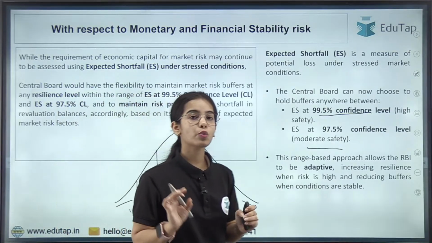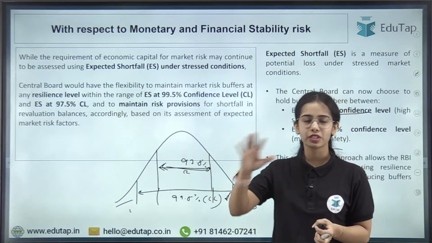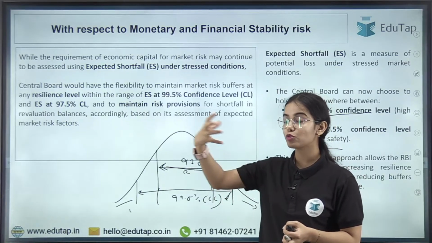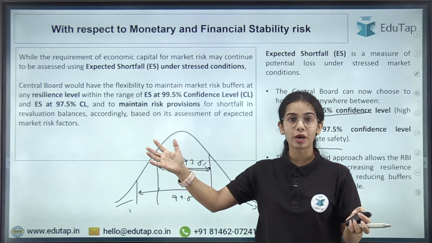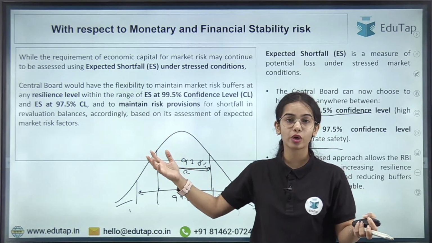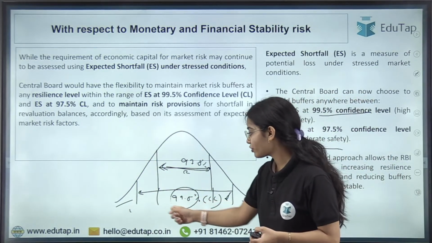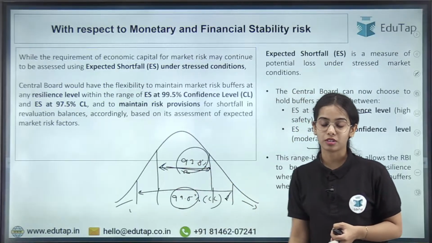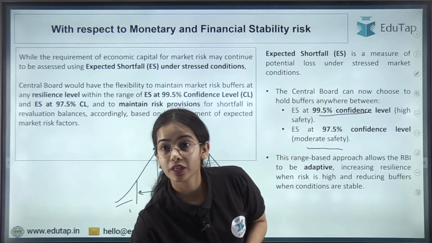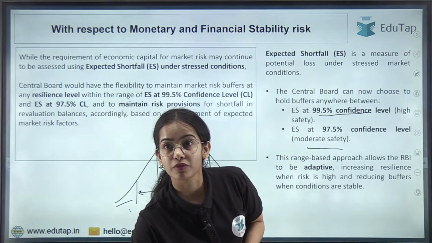Now, at which level will you want to maintain the buffers? Just think about it, that if you feel that in the future a big problem is going to come in the economy, a huge market risk is going to come in the economy, at which level will you want to maintain the buffers? At the 99.5% or 97.5%? Just think about it. At what level will you want to maintain the buffers?